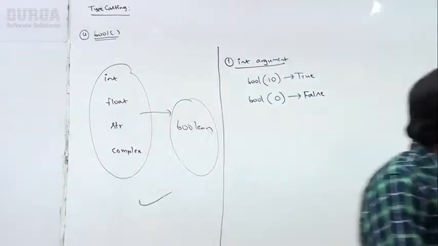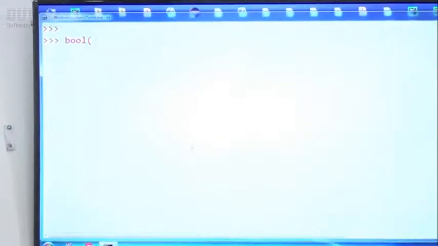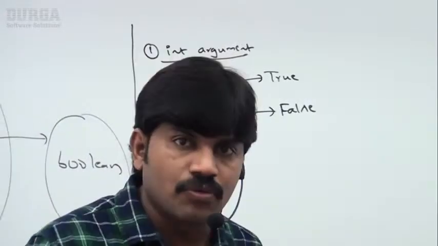Let me cross check, have a look once, sir. Here I am taking bool of 10. The answer is True. Bool of 0, False. Bool of minus 10, whether it is a positive number or negative number, is it 0 or not? Not 0, that's why True is the answer we are going to get. Clear, right? If you pass an int argument, this is how the bool function behaves.